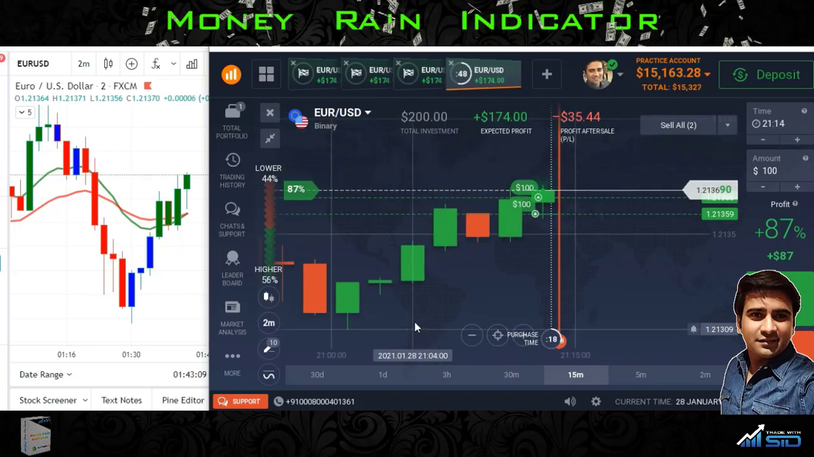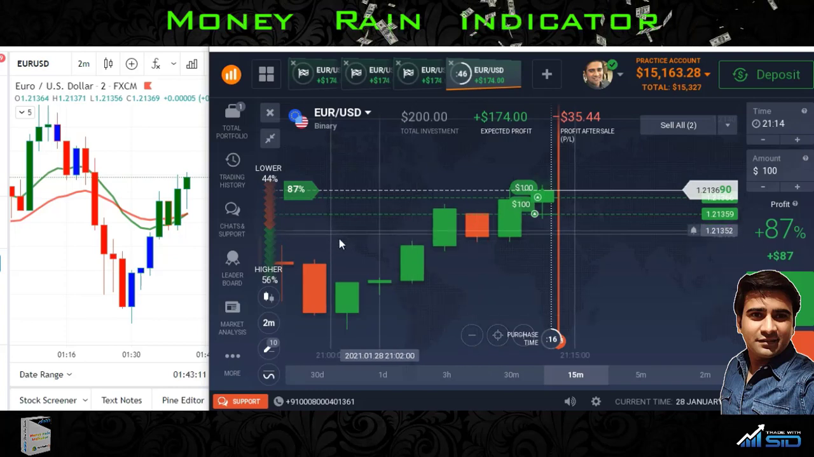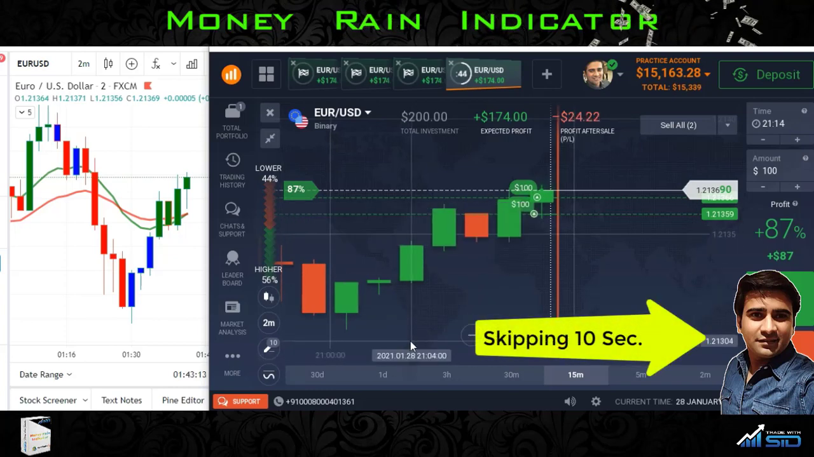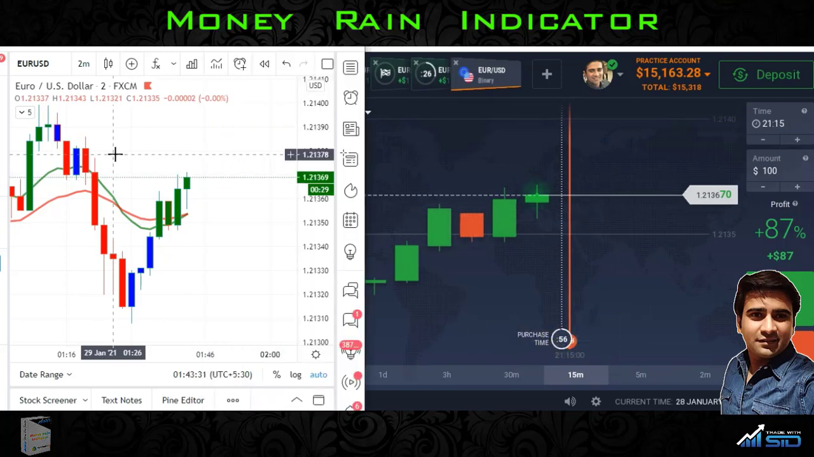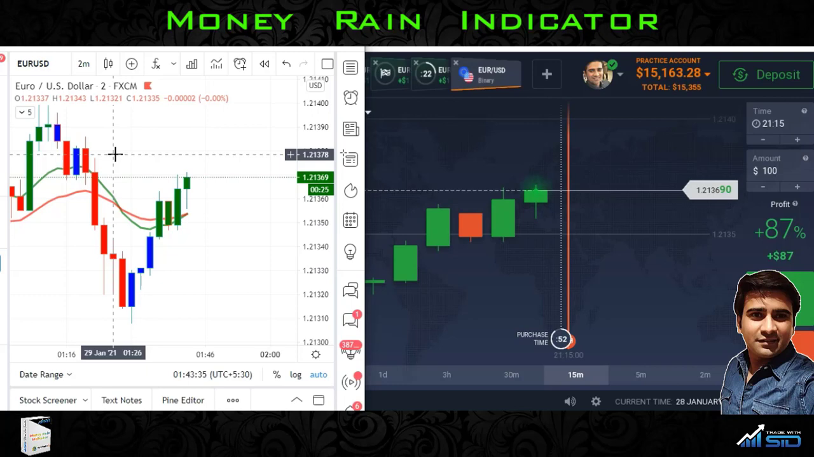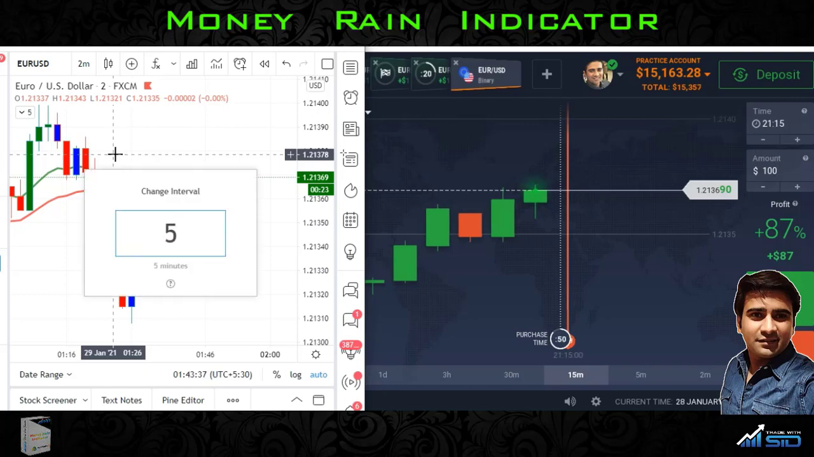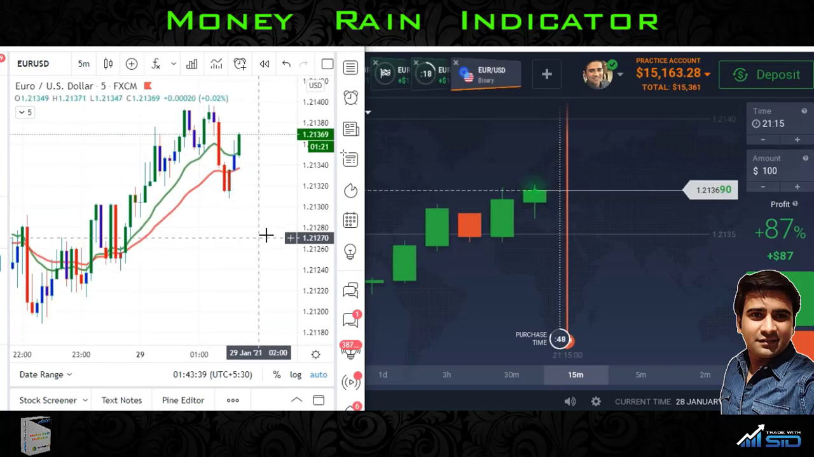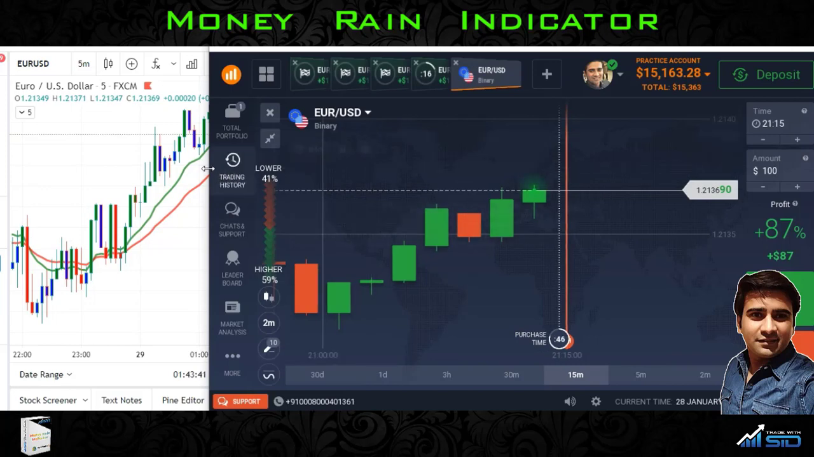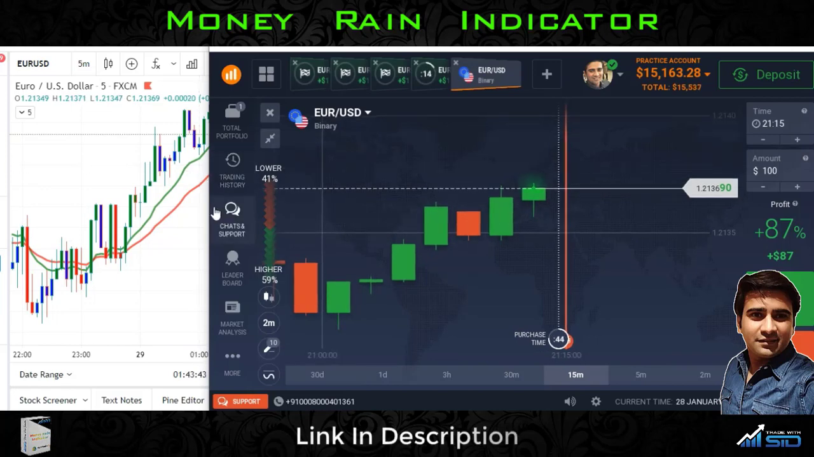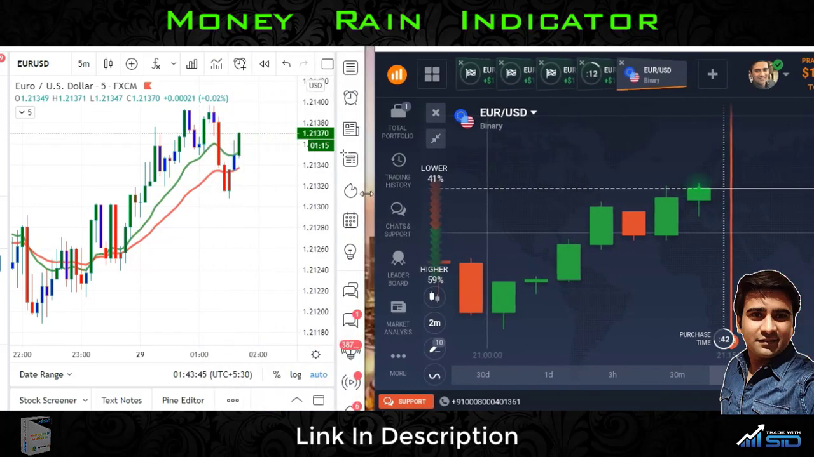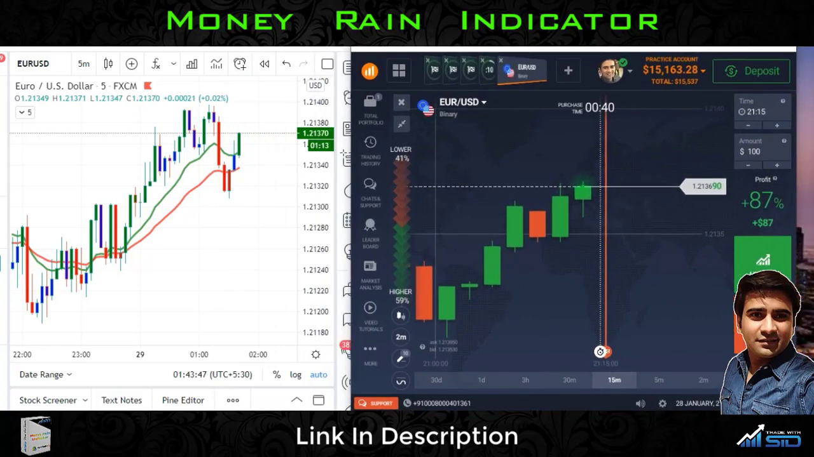So I think I should now stop taking trades and rather explain this indicator. Sometimes what I do, guys, is this: once I have made a profit on a lower time frame, I switch to another, slightly higher time frame so that I can still find an opportunity. For example, I'm still looking for an opportunity here, guys.